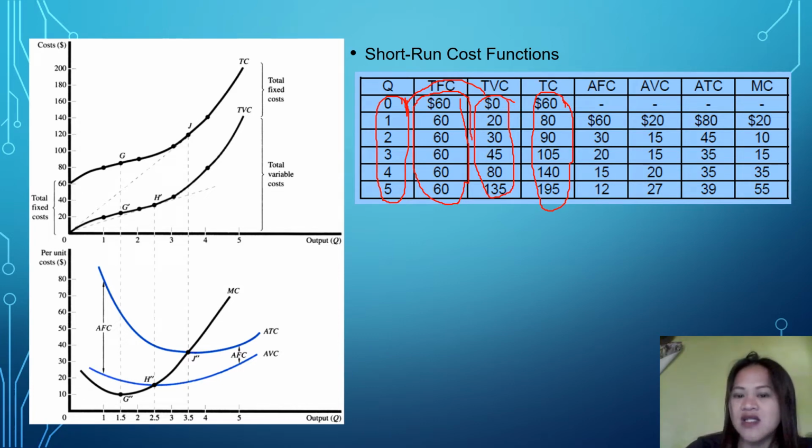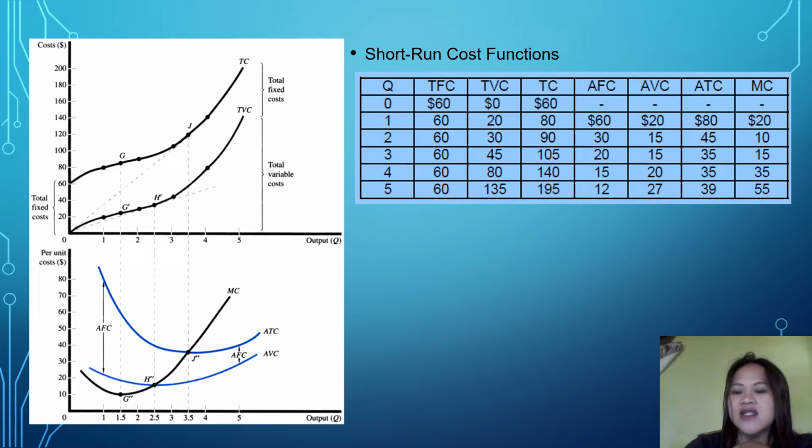Nevertheless, the total fixed costs do not have a big impact on the total cost, because what makes the total cost change is the total variable cost. Why does the total variable cost change? It is because your quantity is changing. Okay? Yeah, ganyan po siya.